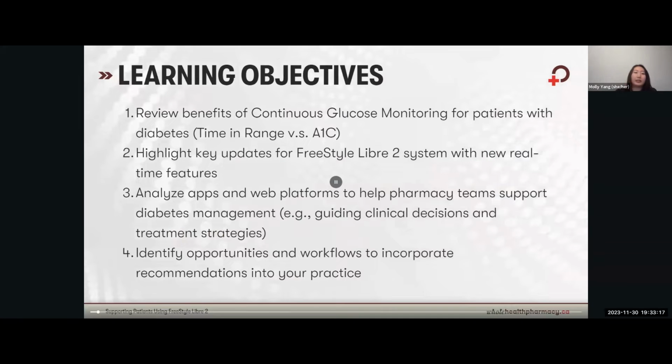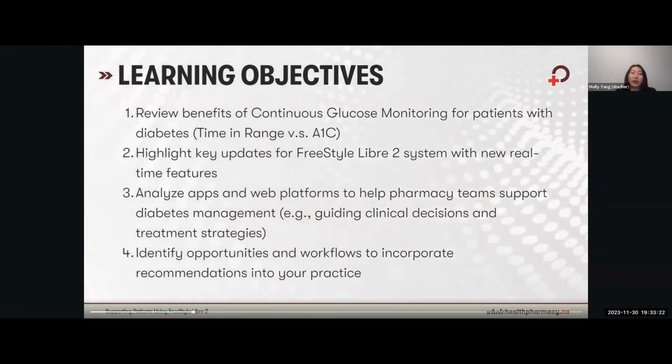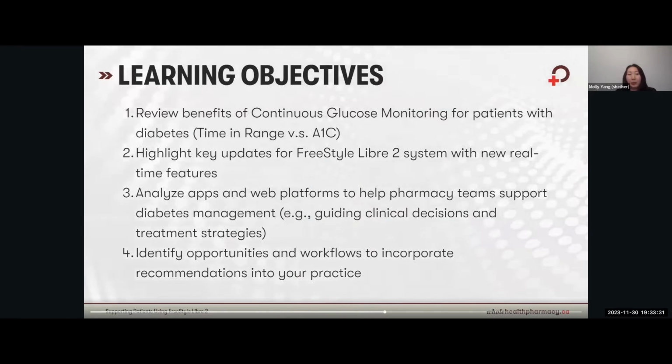So for learning objectives today, our presentation is going to have 4 sections. Number 1, we'll review the benefits of continuous glucose monitoring and explain the difference between time in range versus A1C. We'll also highlight key updates for the FreeStyle Libre 2 system with the new real-time features that I know everyone's excited to learn more about today. We'll then take a look at some of the apps and web platforms that are available to pharmacy teams and to patients to help support diabetes management. And then we'll identify opportunities to incorporate these tools and recommendations within your practice.